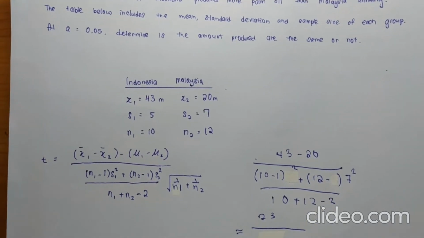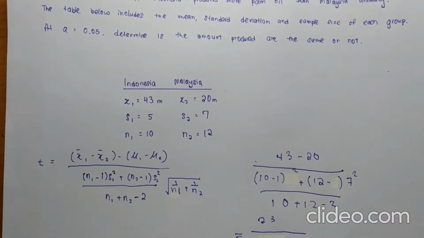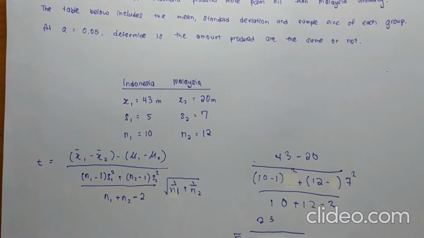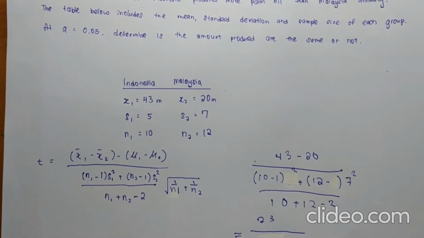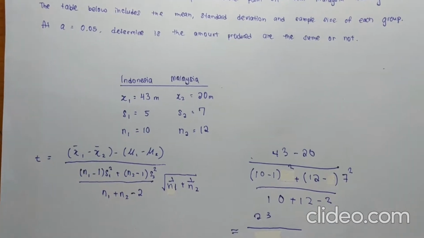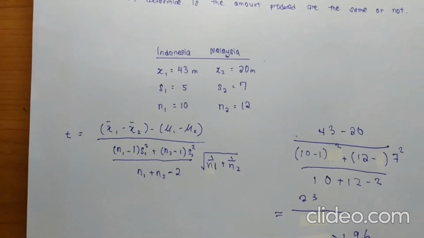So as you can see in this table, Indonesia on average produces 43 million tons per year, whereas Malaysia produces about 20 million tons. The standard deviation for Indonesia in this case is 5 and Malaysia 7. Sample size for Indonesia is 10 and Malaysia 12.